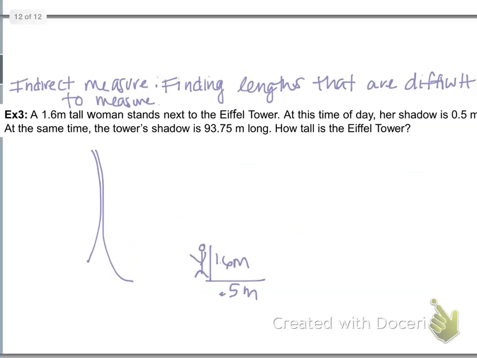And the Eiffel Tower's shadow is 93.75. I need to know how tall my Eiffel Tower is. I don't know what that is. So I actually can build 2 different triangles. Here's my big one. And the triangle with my little lady here looks like this.